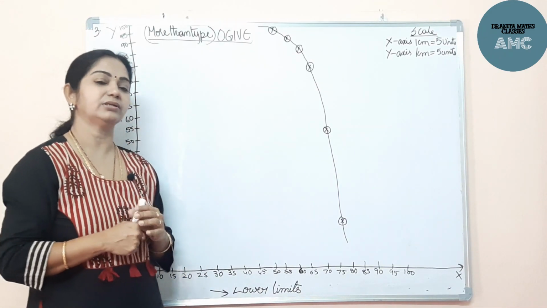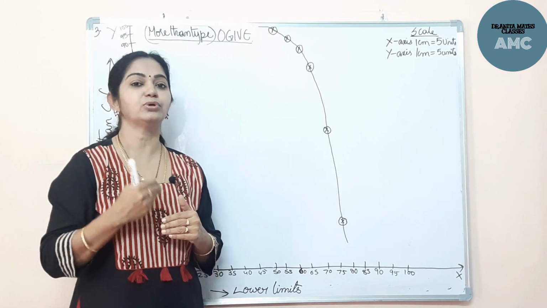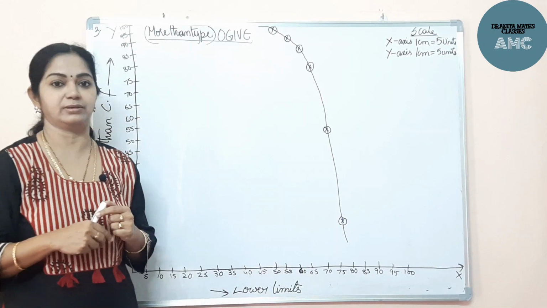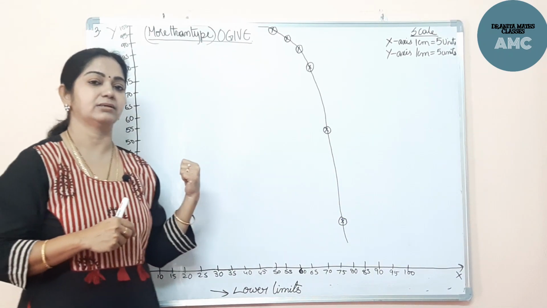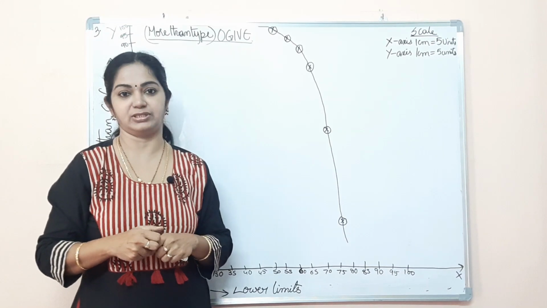Now children, we have altogether 3 problems. I have done 2, and you also go through the example problems in the textbook, solve the first problem and practice it. This ogive curve is a compulsory question in the examination.